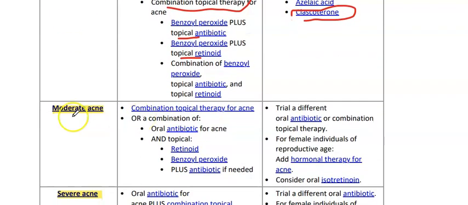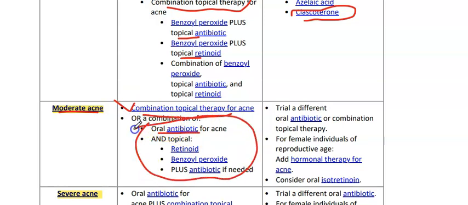Then the second type is moderate acne. For moderate, we can give combination topical therapy or a combination of oral antibiotic and topical therapy, like retinoid, benzoyl peroxide plus antibiotic if needed. So either a combination of topicals is given or a combination of oral antibiotic along with topicals is given. If the first line is not effective or there are contraindications, trial a different oral antibiotic or combination topical therapy. For females of reproductive age, add hormonal therapy like combined oral contraceptive pills and consider oral isotretinoin.